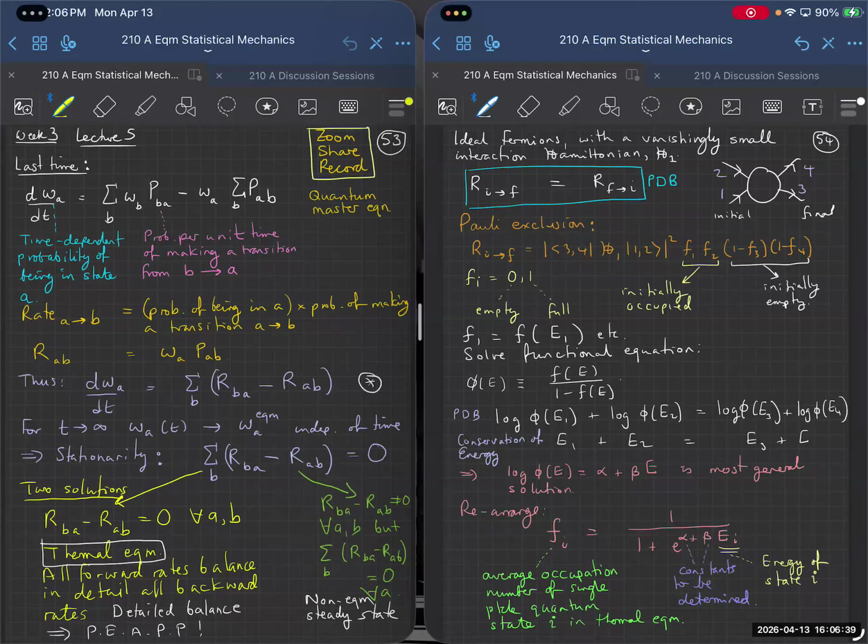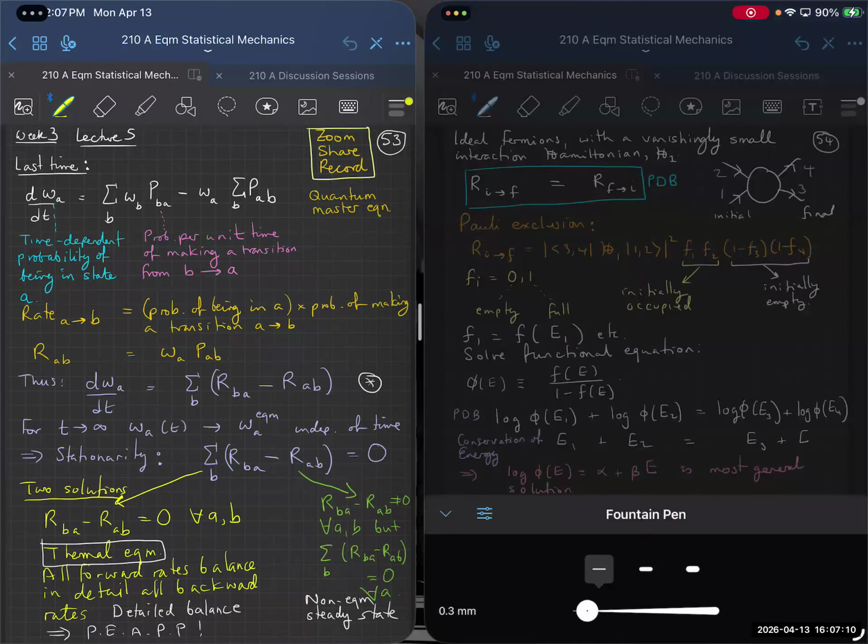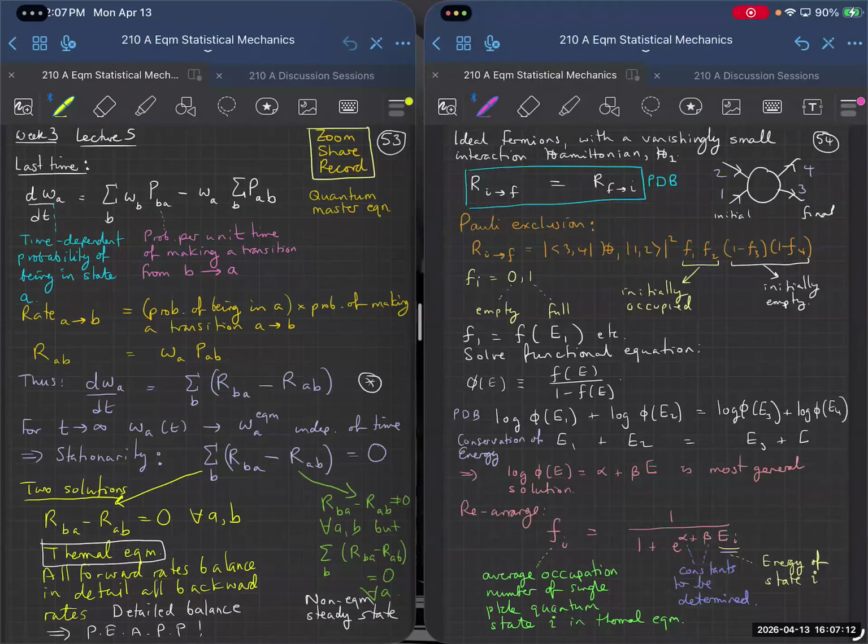So what we did was I first of all wrote down the forward and backward rates. The forward rates we got from using time-dependent perturbation theory, which is how you derive Fermi's golden rule, and we just quoted Fermi's golden rule. So the rate is proportional to a matrix element squared, a matrix element between the initial and final many-body states with the interaction Hamiltonian, which I call H1. And then there were the phase space factors, which are these ones over here: F1, F2, 1 minus F3, 1 minus F4.